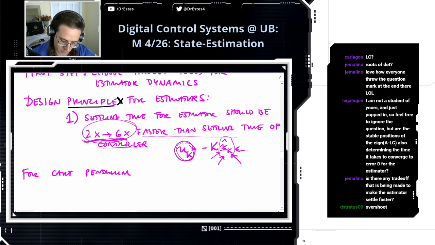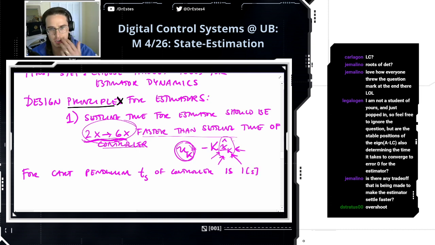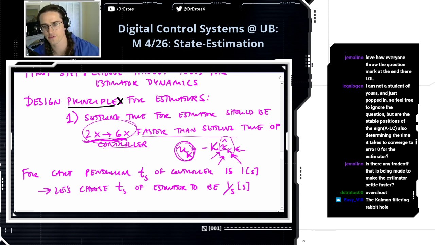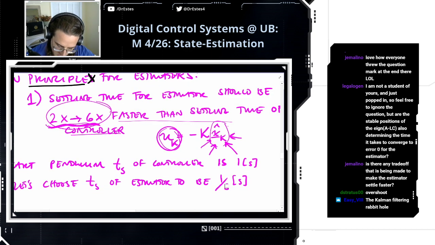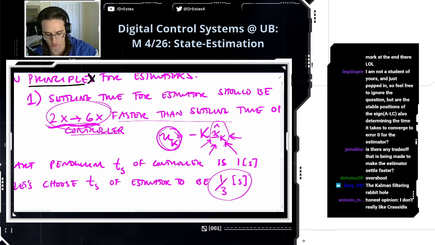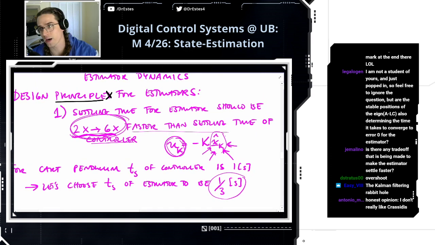Okay, so for the cart pendulum, the settling time of the controller is 1 second. So let's choose our settling time of the estimator to be a third of a second. I'm kind of picking this arbitrarily right now. And that's kind of the art of control and estimation. You might have rules of thumb, but in practice, you're going to play around with these settling times. We're just going to pick something for now.